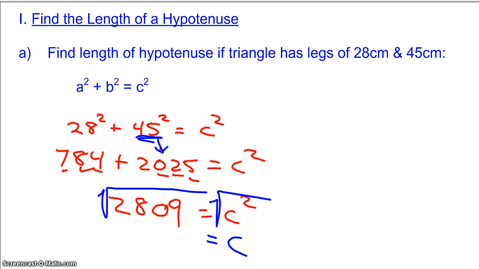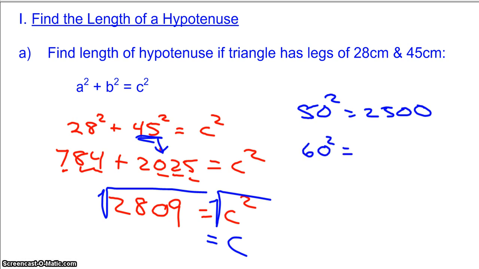What would 50 squared be? That's one of those easy numbers. 50 squared is 5 squared with 2 zeros. 50 squared is 25 with 2 zeros, so 2,500. Okay, so is this number greater or less than 2,500? Greater. So let's go to 60 squared.